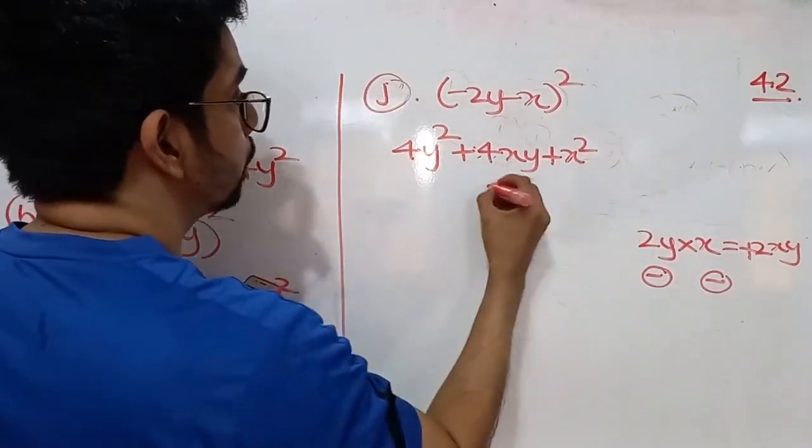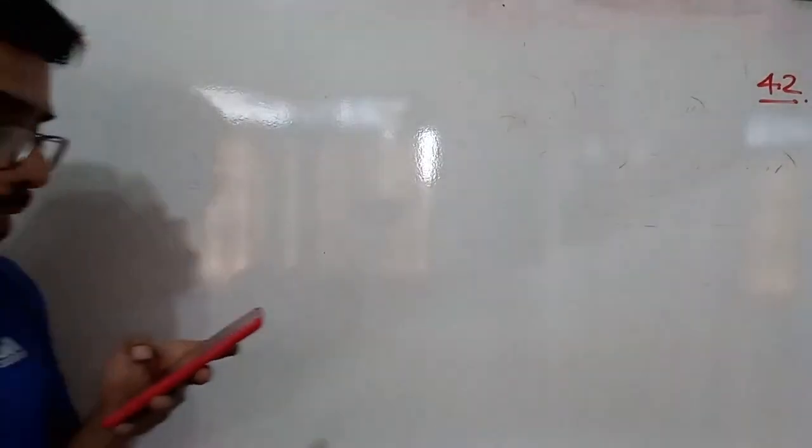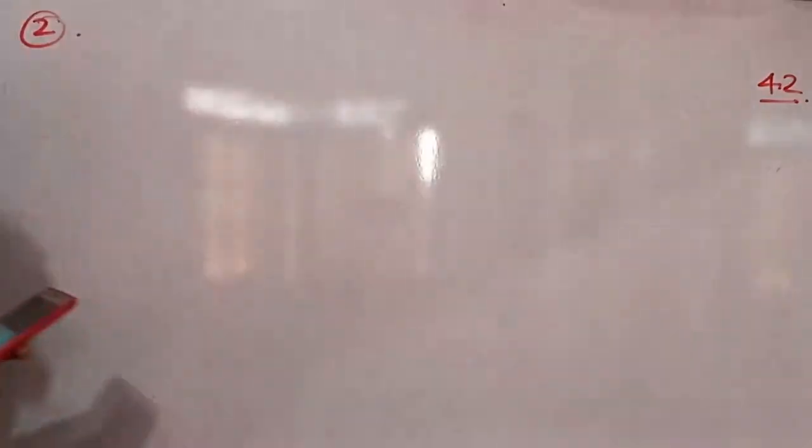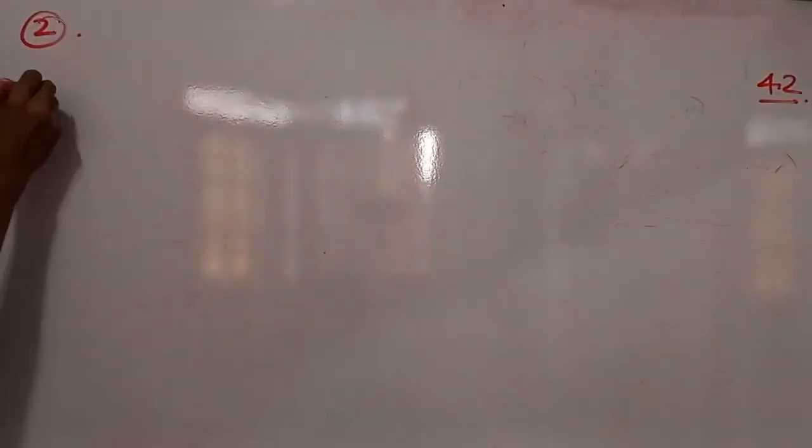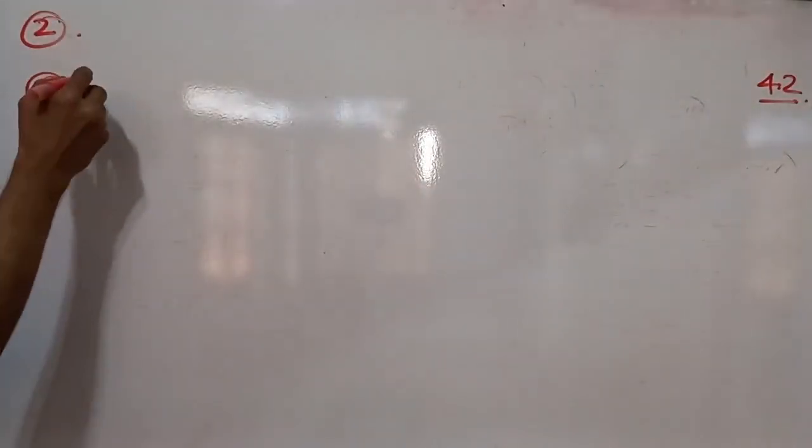Positive x squared. So that's the answer. Right. Question number 2, exercise 4.2. Expand each of the following squares of binomial expressions, right? So we will use the shortcut method. So A, what do we have?